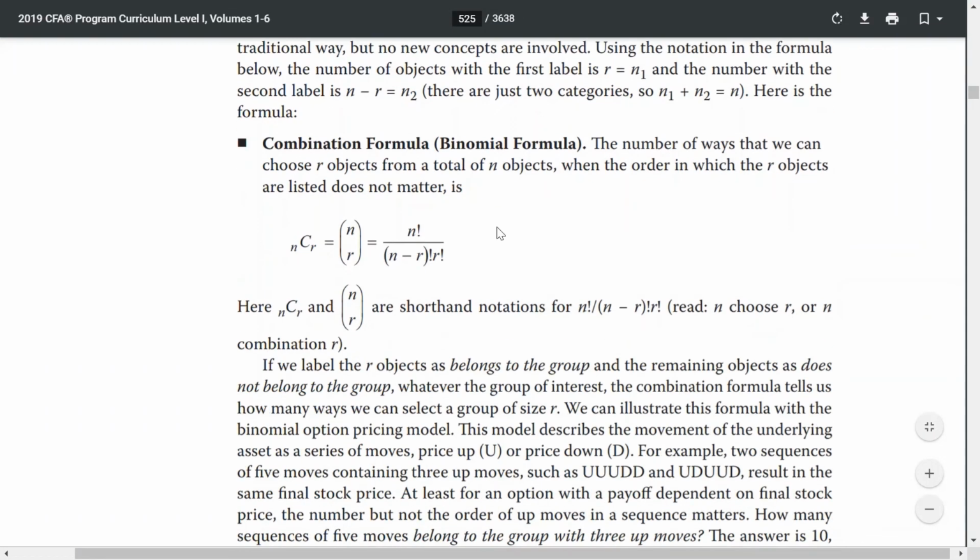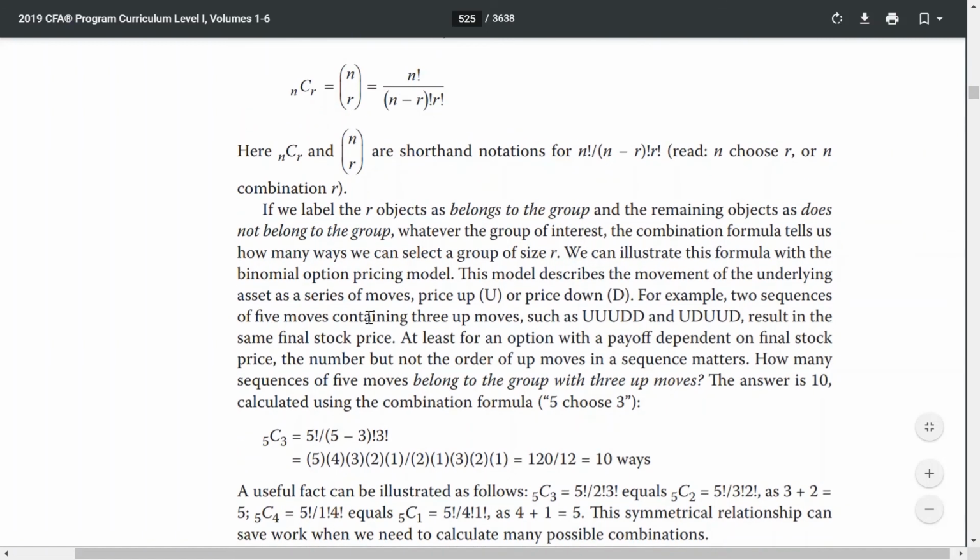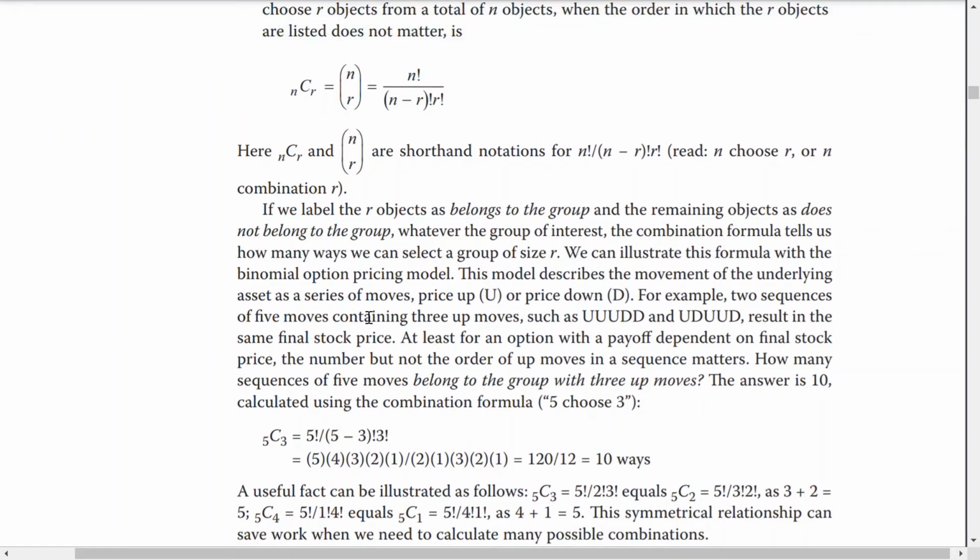The special case is called the combination formula. A combination is a listing in which the order of the list items does not matter. We state the combination formula in a traditional manner, but no new concepts are involved. Using the notation of the formula below, the number of objects with the first label, r, out of n is given as this. Here's the combination formula.